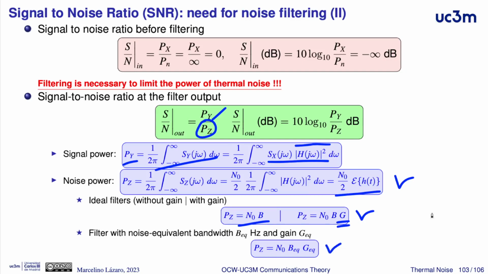If we have a non-ideal filter, but we know the noise equivalent bandwidth, we can use the equivalent expression, N0 times the noise equivalent bandwidth times the power gain of the filter. This is how the signal-to-noise ratio at the output of the filter can be computed. In general, now we'll have a non-zero signal-to-noise ratio, and the higher the signal-to-noise ratio, the better the performance of the system. This is a figure of merit that can be used to compare different systems.